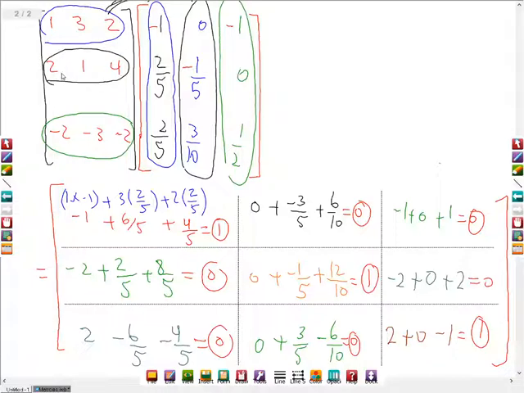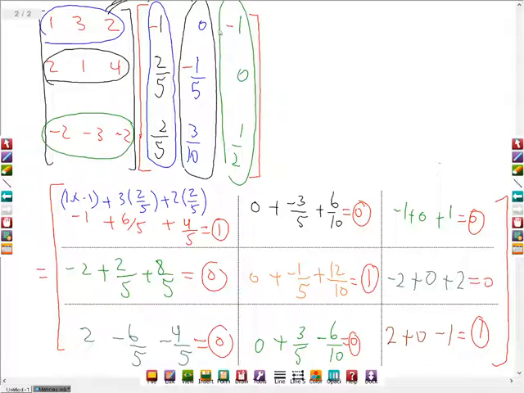You repeat this step for this guy, 2, 1, 4. 2 times negative 1 is negative 2. 1 times negative 5, negative 2 over 5. 4 times 3 over 10. Right? For negative 2, right here. Then here you multiply 10 over 5, right? Okay. Then again, this one here, 12 over 10.